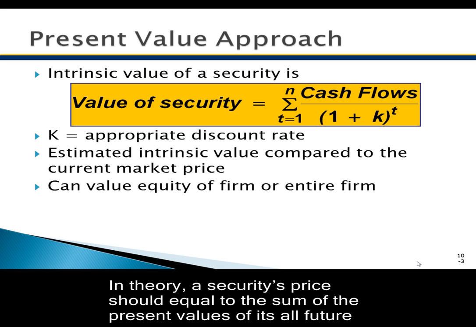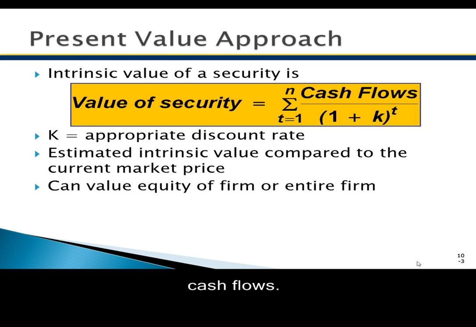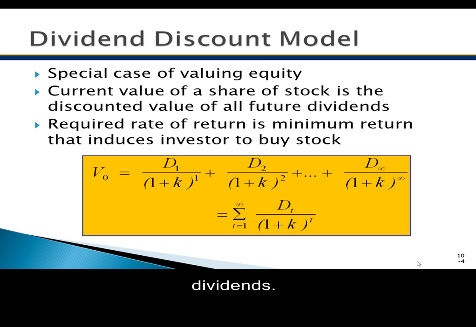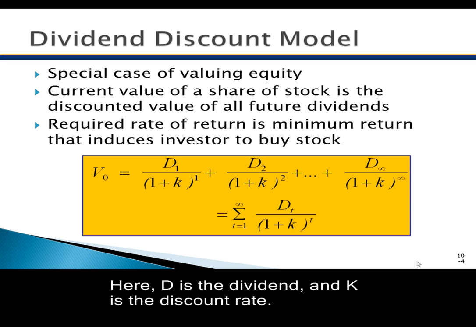In theory, a security's price should equal the sum of the present values of all its future cash flows. Therefore, the stock price should equal the sum of present values of all its future dividends. In this equation, these are future dividends, and K is the discount rate.